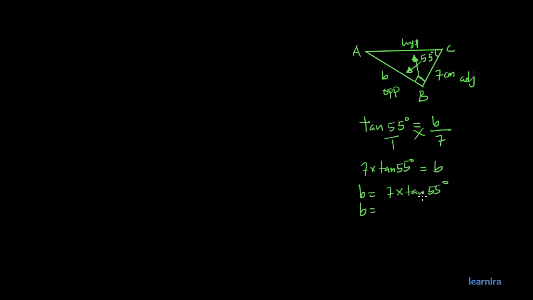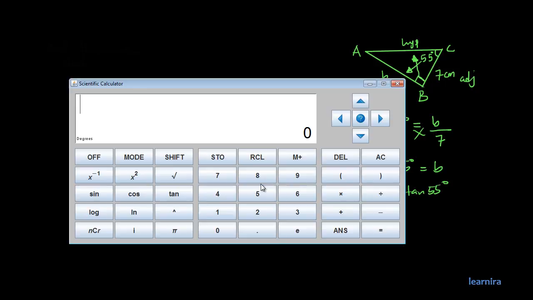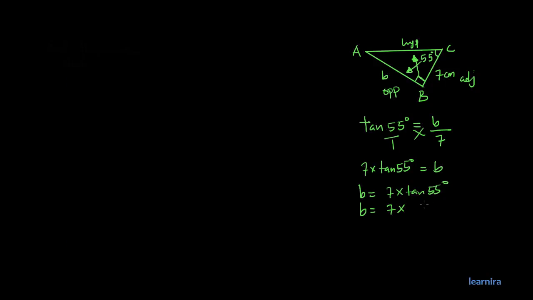Now for tan 55 degrees, let's use our calculator. Tan 55 degrees is 1.4281 approximately. By the time we multiply this, we'll have our final result as 9.9967 centimeters. And this, we can round off to the nearest whole number, and this will be 10 centimeters. So it means that the length AB is 10 centimeters.